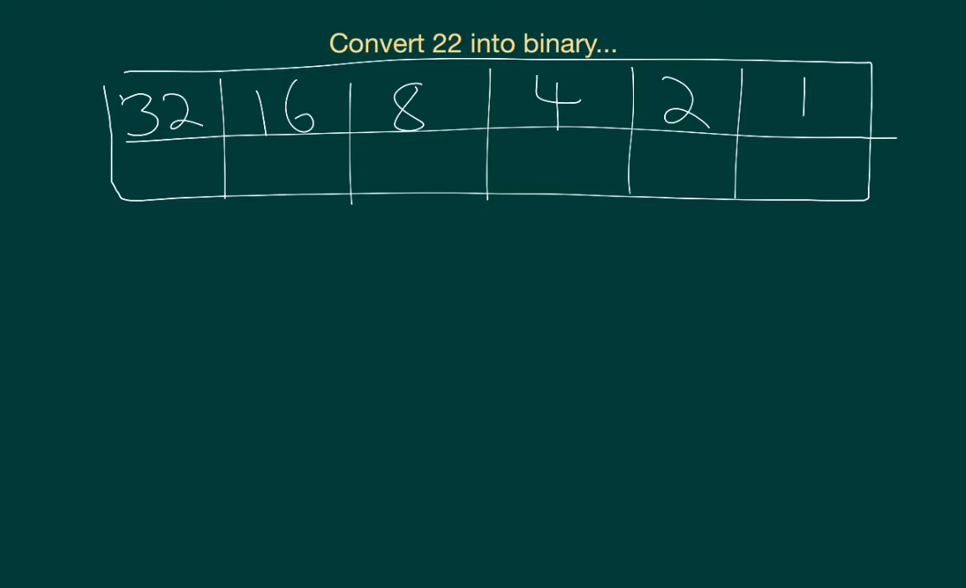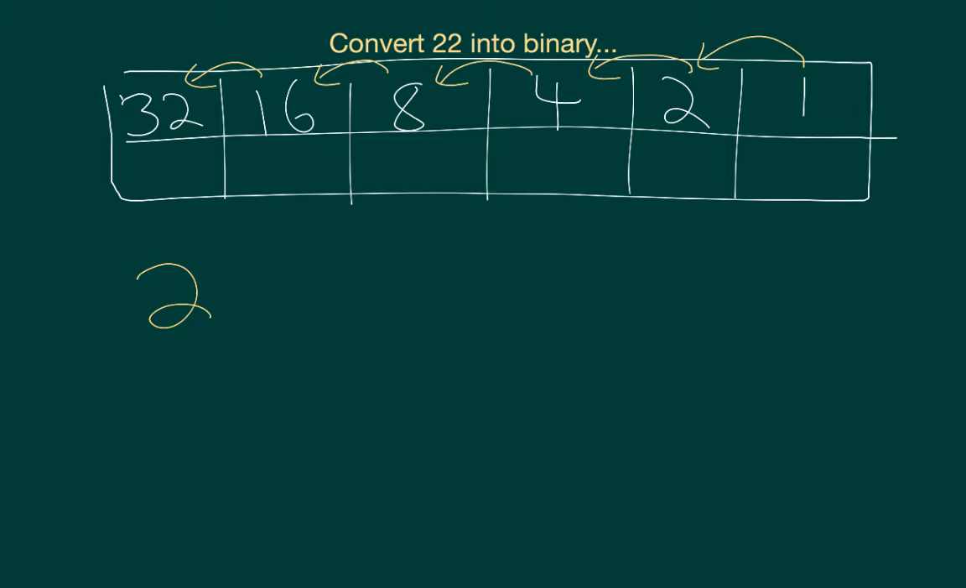In order to do that, we need to write the numbers 1, 2, 4, 8, 16, 32 along the top of our paper. And you'll notice that each time you go over a column, you multiply by 2. 1 times 2 is 2, times 2 is 4, times 2 is 8, times 2 is 16, times 2 is 32.